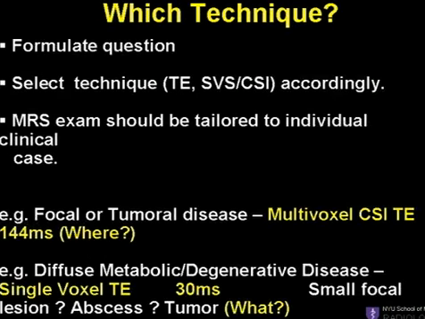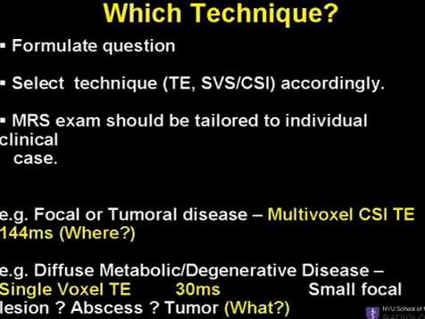So what technique are we going to use? The first thing you want to do is ask yourself, what are we doing spectroscopy for? Are we doing it for localizing the extent of a lesion? Are we doing it to make a diagnosis? Most of the time, we would do spectroscopy in the setting of a focal or tumoral abnormality. So in the setting of a tumor, we would generally do multivoxel CSI at an echo time of 144 or 135 milliseconds to try and delineate the lesion and the extent of it.